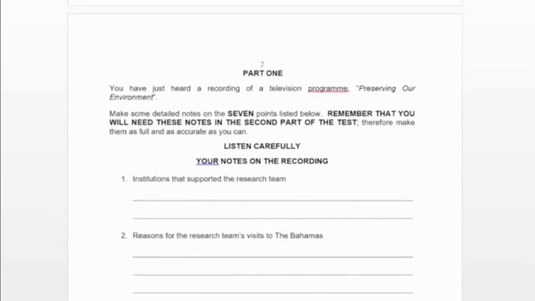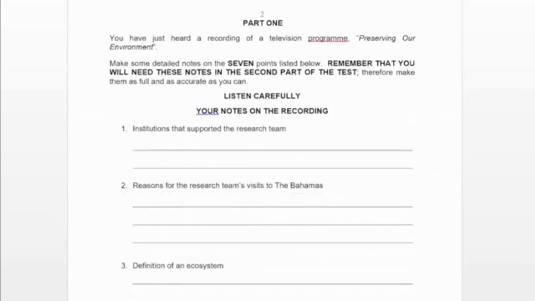There are 2 parts to the oral comprehension. Part 1 is the notes section. In this section, you will find subheadings that will help to guide you and help you to organize all of the information that you would have heard during the recording.